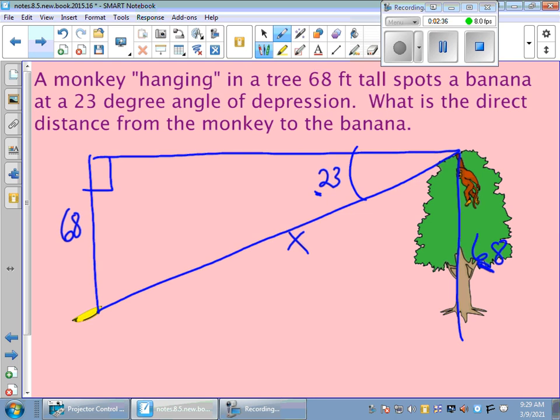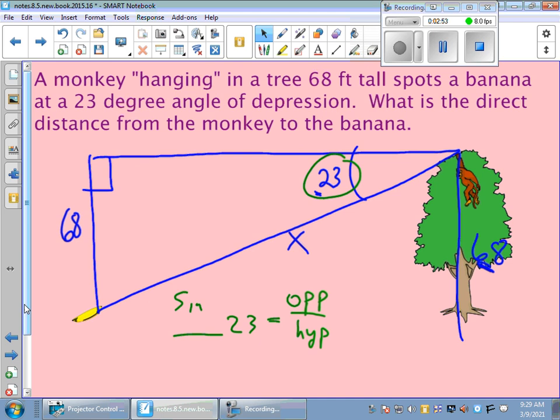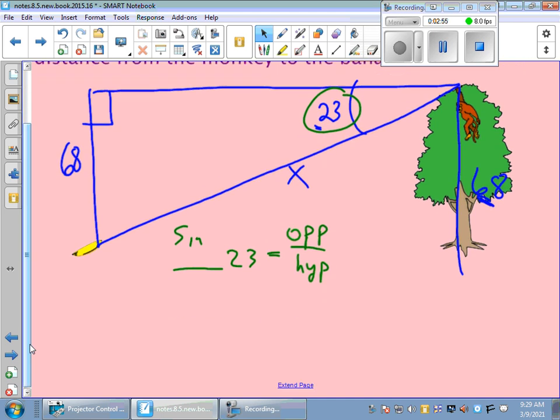Like I said, let's circle our angle. So we put blank of 23 equals, what sides do they give us in relation to the angle? So they give us opposite over hypotenuse. Hopefully by now we've learned that's the sine. So let's plug some things in and let's solve. Now we have our trig function. Now we should be able to solve. So sine 23 equals the side opposite, which is 68, and we are trying to find the hypotenuse, which is x.